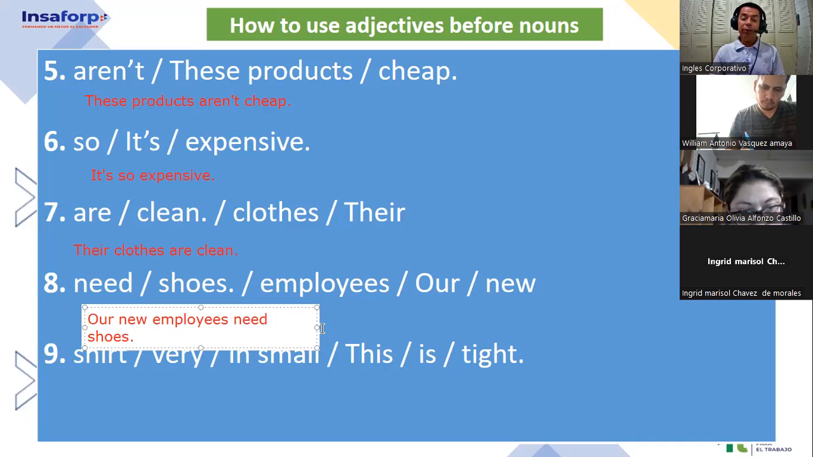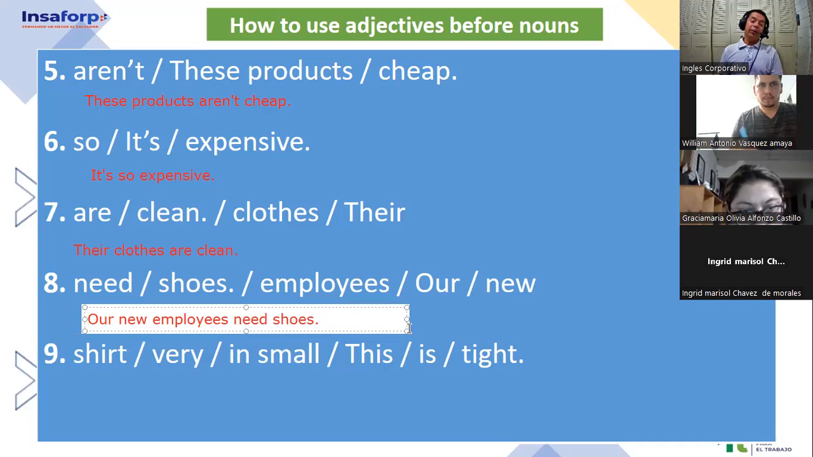Yo creo que aquí se presta a dos ideas. Primero, o los zapatos son los nuevos o los empleados son los nuevos, ¿verdad? Cualquiera de las dos. Podemos decir, our employees need new shoes, or our new employees need shoes. ¿Cuál le suena mejor? Yo creo que suena mejor la primera, ¿verdad? Yes, teacher. Nuestros empleados necesitan nuevos zapatos, porque no van a ir descalzos los empleados. Ok. Need new shoes, right? Los empleados que trabajan con nosotros necesitan nuevos zapatos.